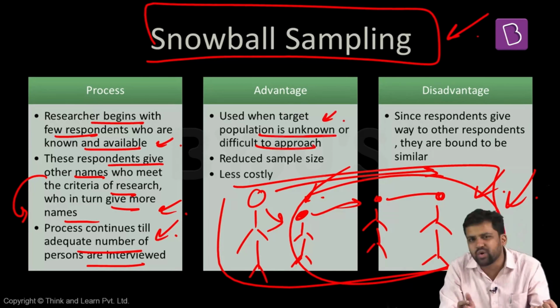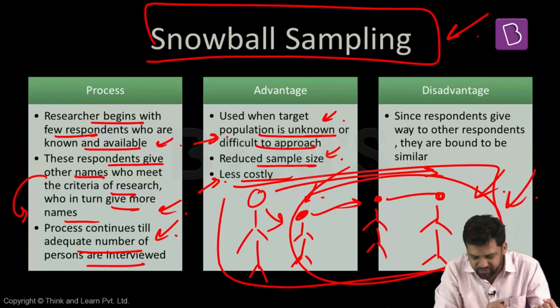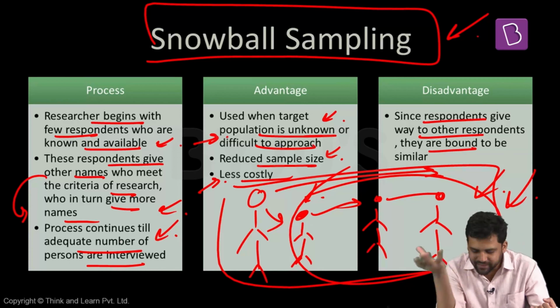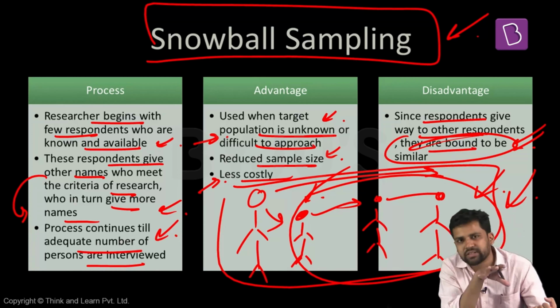So, it is used when the target population is unknown or difficult to approach. The sample size is not huge, and this method is also not very expensive. Disadvantages: one respondent is referring to another respondent, so highly likely they will be known to each other and will be more or less similar. If they are similar, then whatever data you have and whatever research you do might get biased. One kind of opinion you will get everywhere.